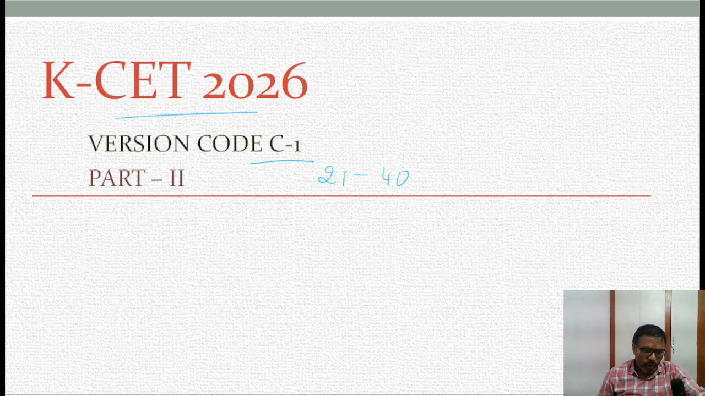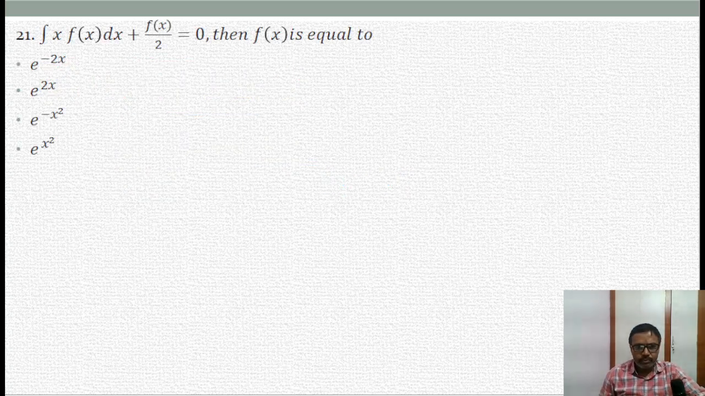Let's go with the 21st question. The question is: the integral of x times f of x dx plus f of x by 2 is equal to 0. Then you have to find f of x. The integral is given and I have to find f of x. To find f of x, I need to differentiate this equation first so that I can eliminate the integral.